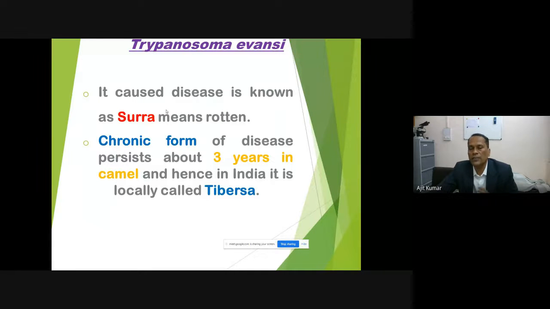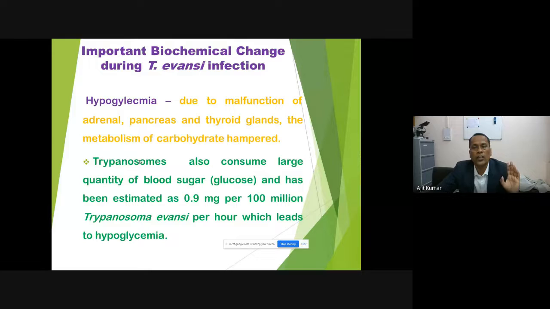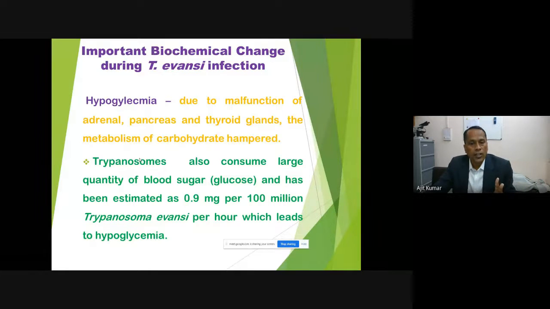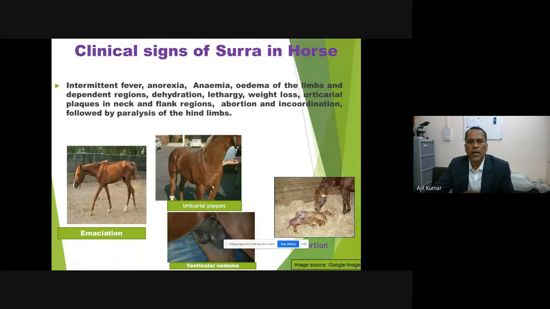The disease caused by Trypanosoma evansi is surra. Surra means rotten, because the infected animal becomes emaciated. So this is known as surra. In case of camel, it is known as tiboersa, because the disease persists for about 3 years. One important biochemical change we can diagnose is hypoglycemia in the infected host, meaning a decrease in glucose level, because it leads to malfunction of the different glands.